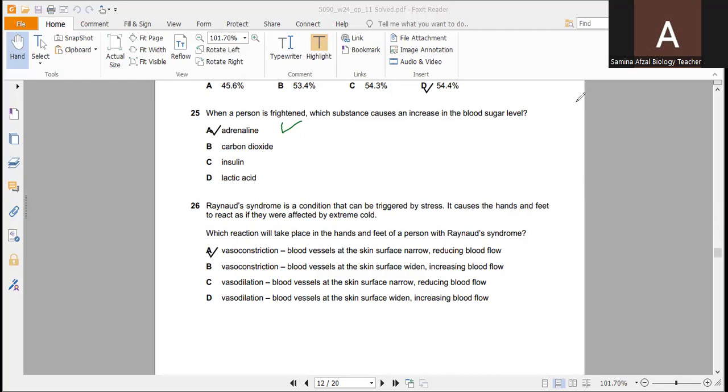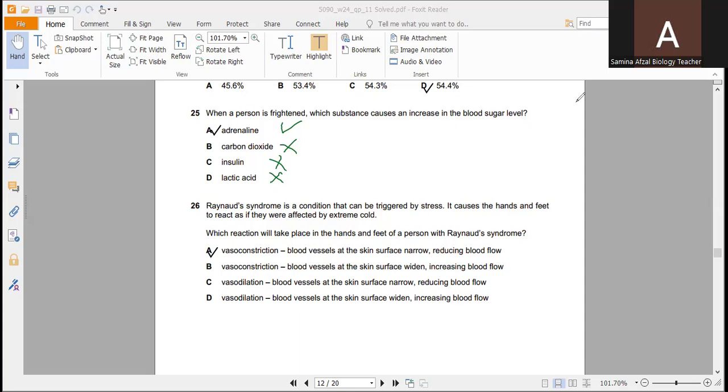And insulin is secreted by the pancreas when the sugar level is increased in the body, and lactic acid, you know, is produced in the muscles during exercise. So adrenaline is the only hormone which is produced as a result.